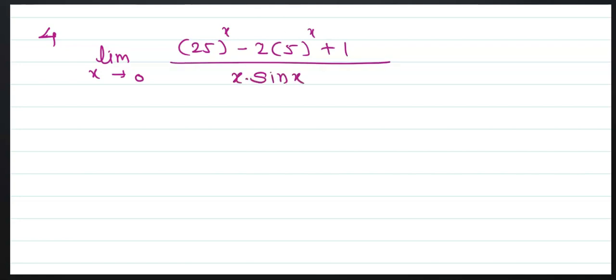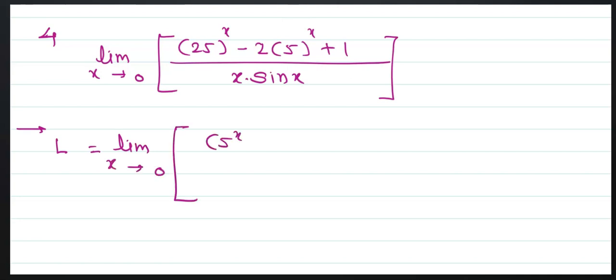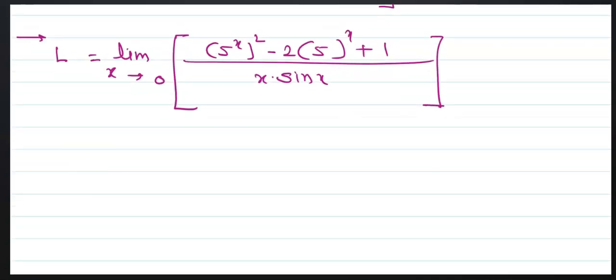Next is limit x tends to 0, 25 raised to x minus 2 into 5 raised to x plus 1 upon x sin x. That is the limit x tends to 0, (5 raised to x) bracket square minus 2 into 5 raised to x plus 1 upon x sin x.